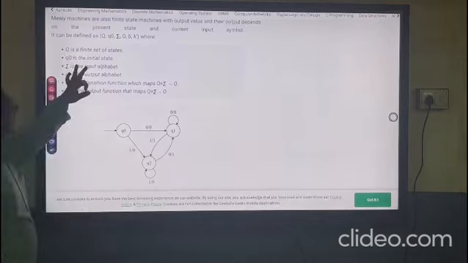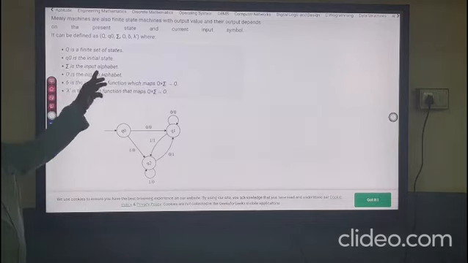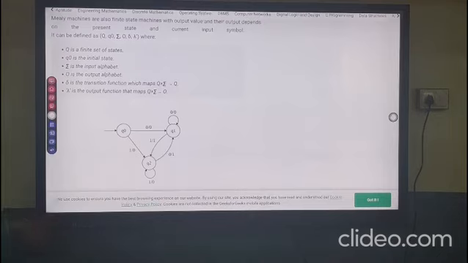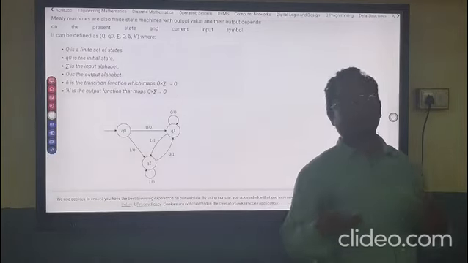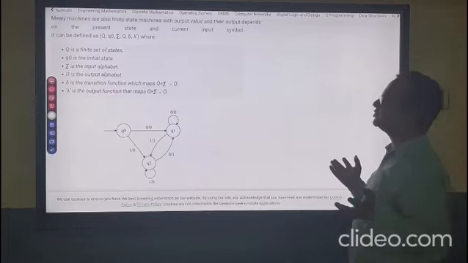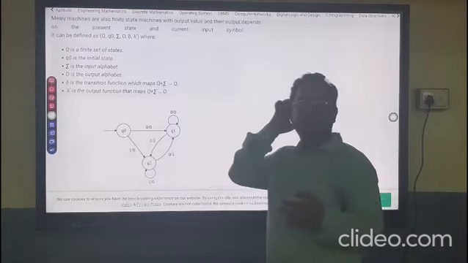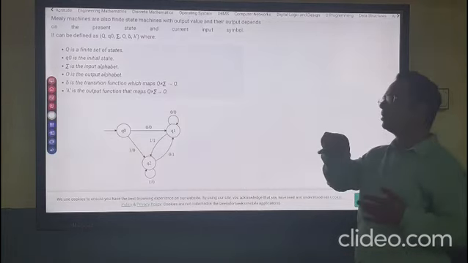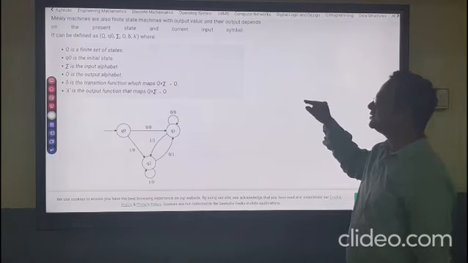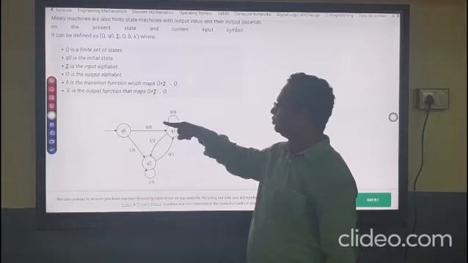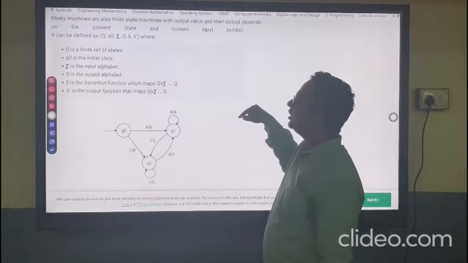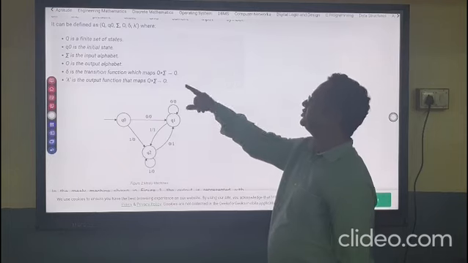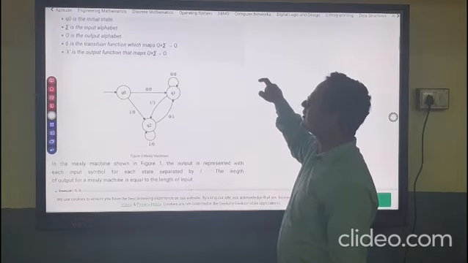The components of a Mealy machine are here. Q is the finite set of states, Q naught is the initial state, sigma is the input alphabet. What kind of alphabet are we using? Alphabet may be A, B, C, 0, 1, 2, 3, or any kind of special symbol we can use for the input alphabet. Every state is denoted by a circle, and the initial state is marked by a right arrow. Here there are three states, Q0, Q1 and Q2. This is my initial state. O is the output alphabet, delta is the transition function, and lambda is the output function.